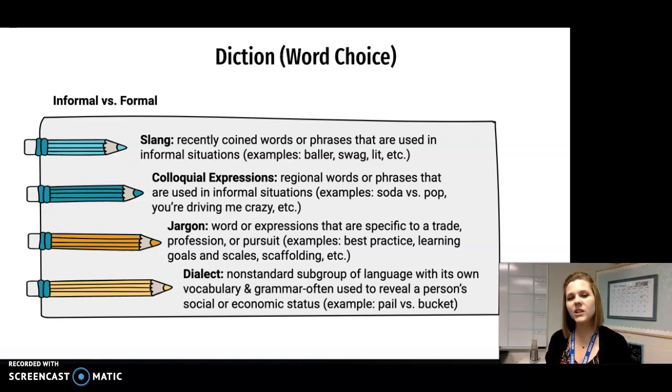Or you could choose to use a specific dialect, which is a non-standard subgroup of language with its own vocabulary and grammar. This often reveals a person's social or economic status. So for example, do you call something a pail or a bucket? So again, depending on who you're writing to and why you're writing, it will impact the words you choose to use.